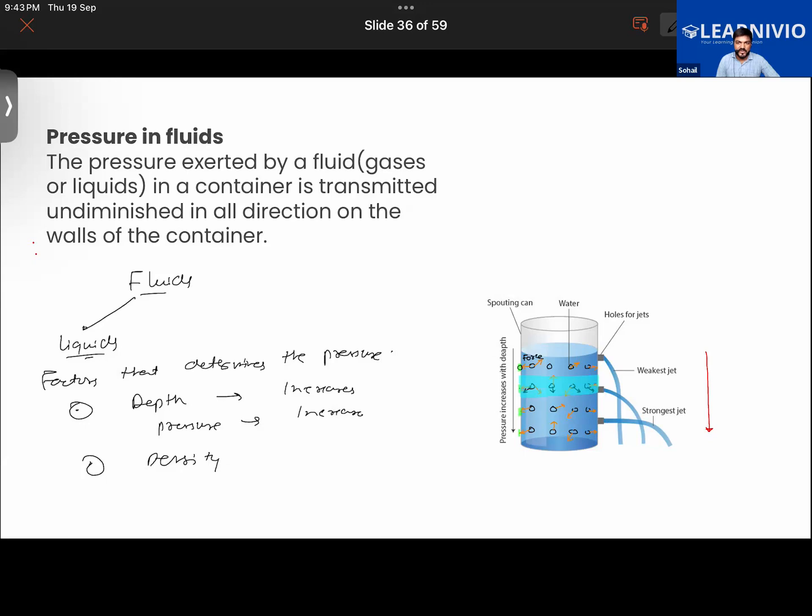Its density is more. Getting it now, Vaika, Ramiz, and Aisha? Yeah. Okay, no? Yes, sir. Ramiz, you getting it or not? Yeah, I'm getting it.